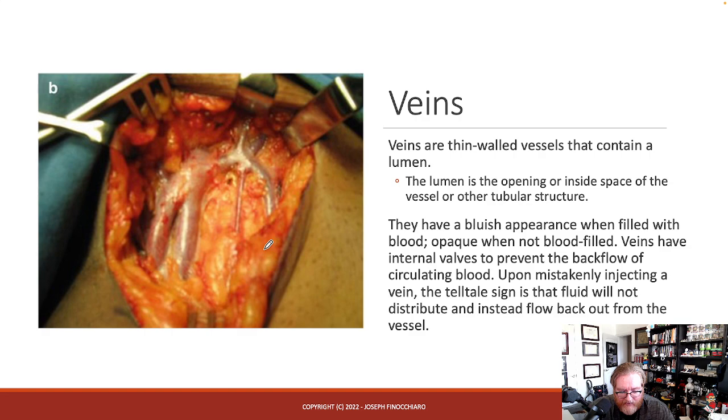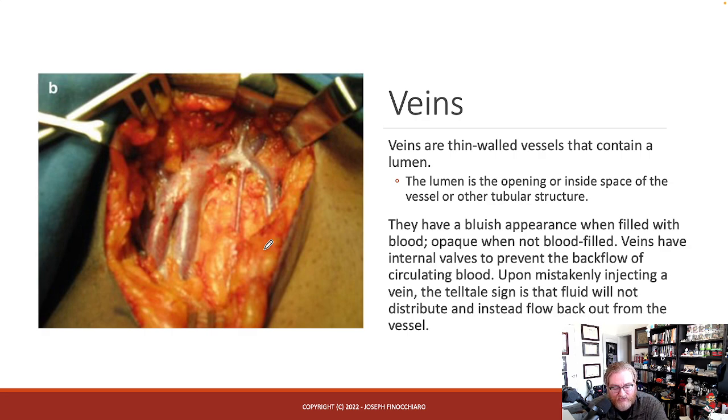They have a lumen. The lumen is the opening or inside space of the vessel or other tubular structure. They have a bluish appearance when filled with blood, which makes them easy to find when they are filled with blood. Opaque when not filled, and very easily blend into the background. Veins have internal valves to prevent the backflow of circulating blood.